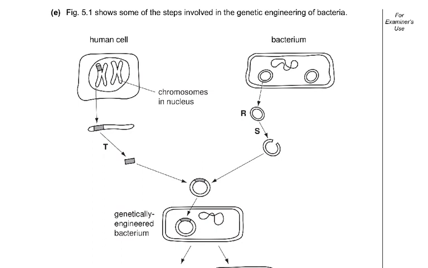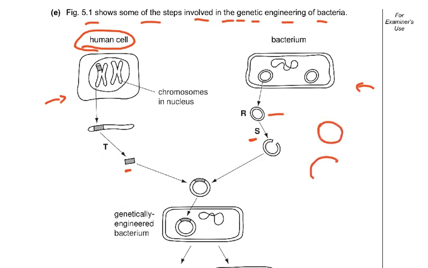Now, coming to part E of the question, figure 5.1 shows some of the steps involved in genetic engineering of bacteria. This is a human cell. This is a bacterium, chromosome, nucleus. Here you can see we've removed the chromosome. We're cutting out the insulin gene from the human cell. And then here we've taken out the plasmid. And here we've added a restriction enzyme S so that we've cut the plasmid. So the plasmid was complete and now it is cut.